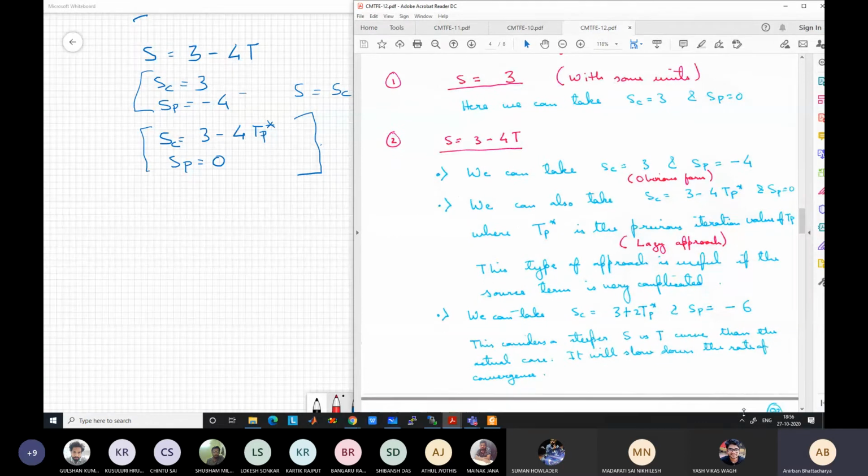Oh, it is cropped. So we can take SC equal to 3 and SP equal to -4. This is the obvious and most common form and is the correct form. We can also take the lazy approach: SC is equal to 3 minus 4 TP star and SP equal to 0. The form of the equation is maintained. The final form of the equation is still 3 minus 4t, but the t value is now the previous iteration value. Otherwise, the form is maintained.